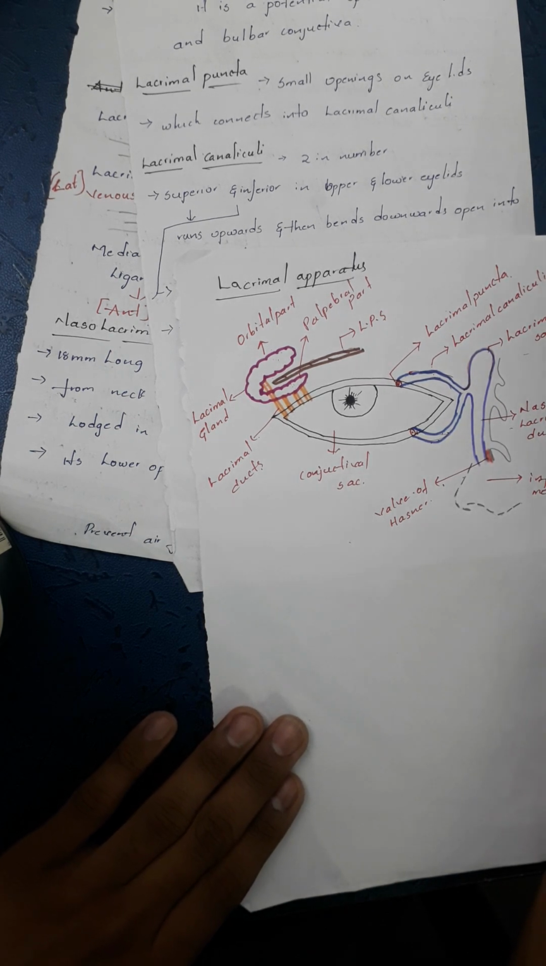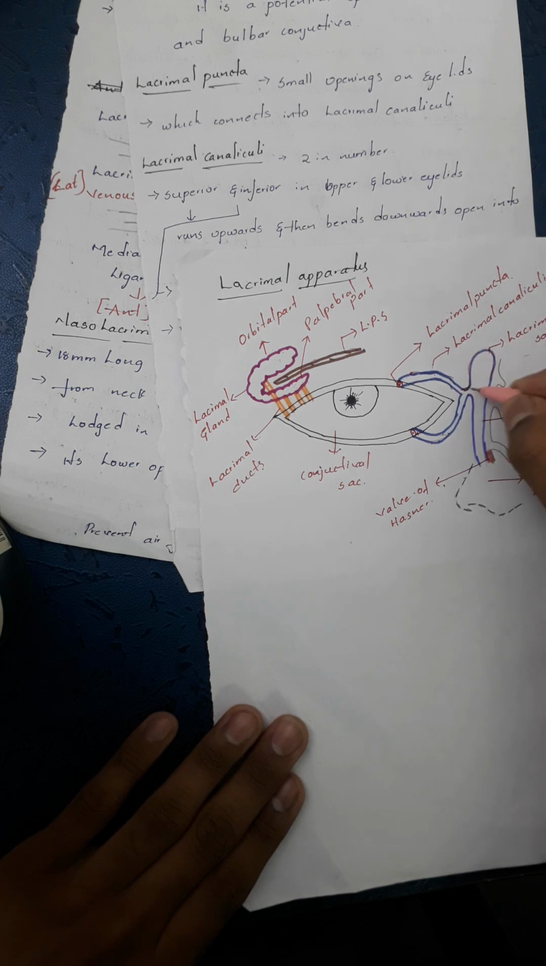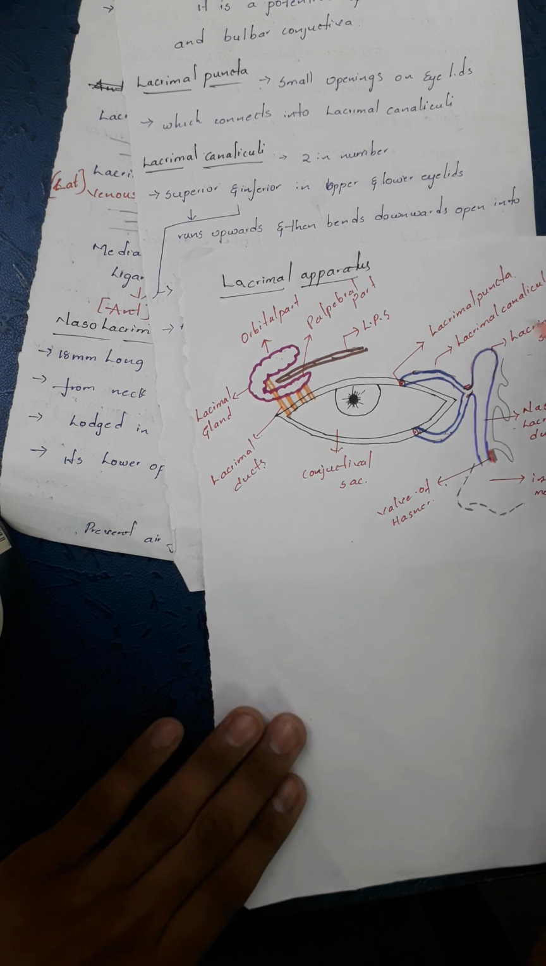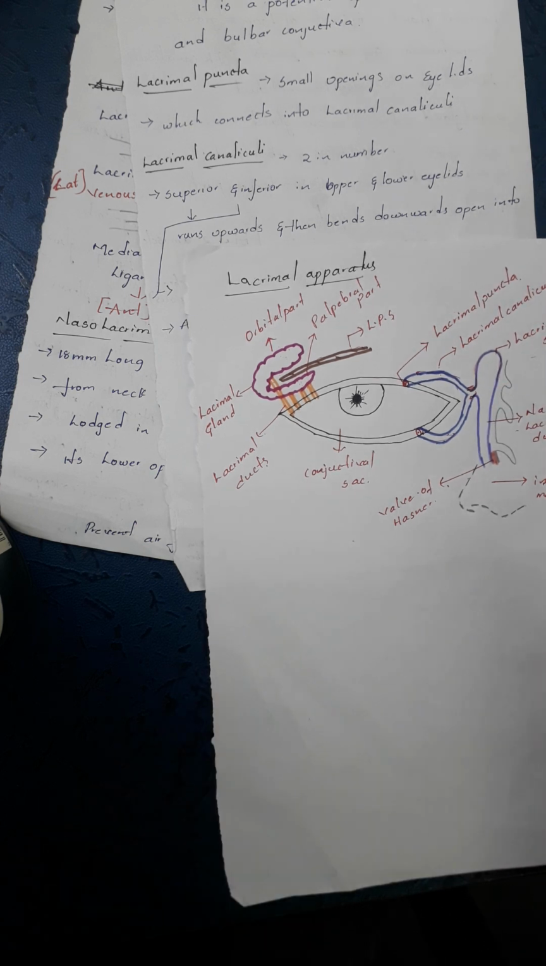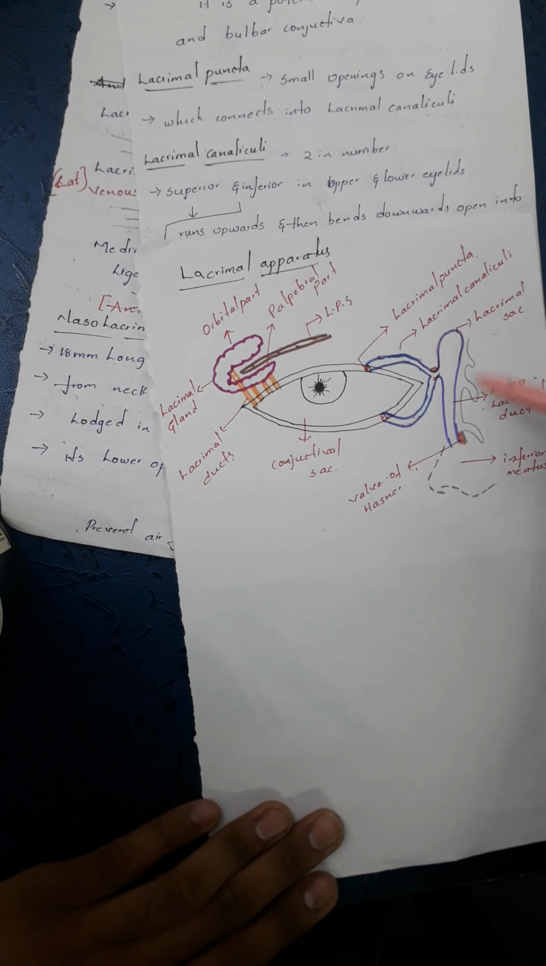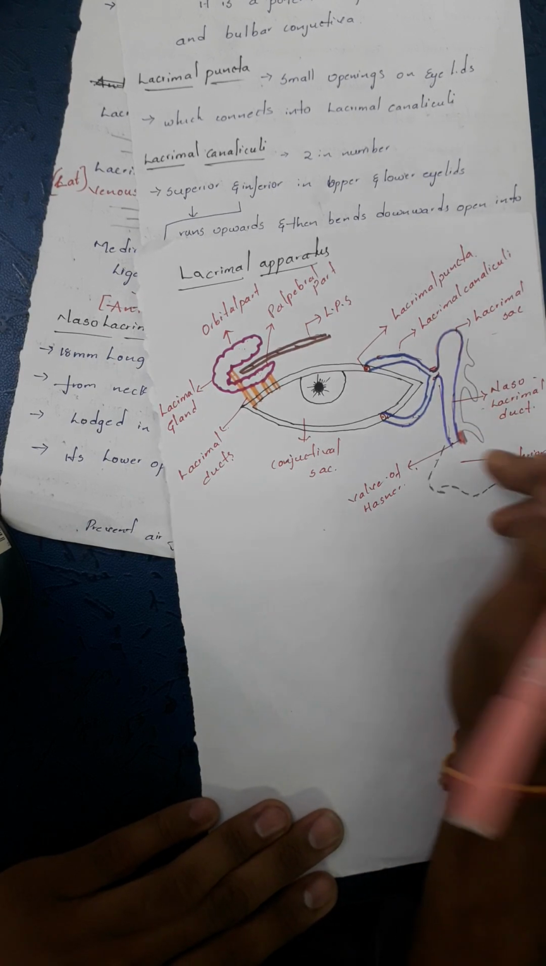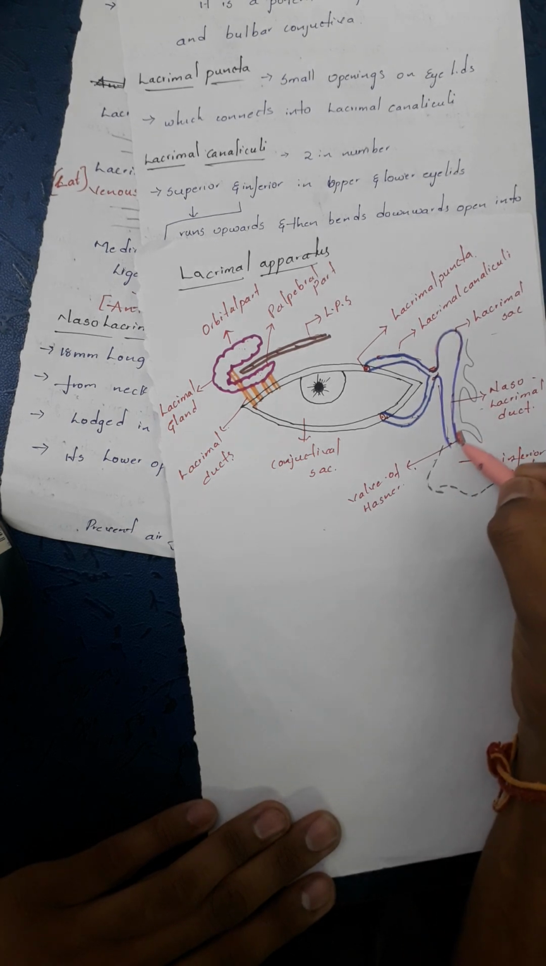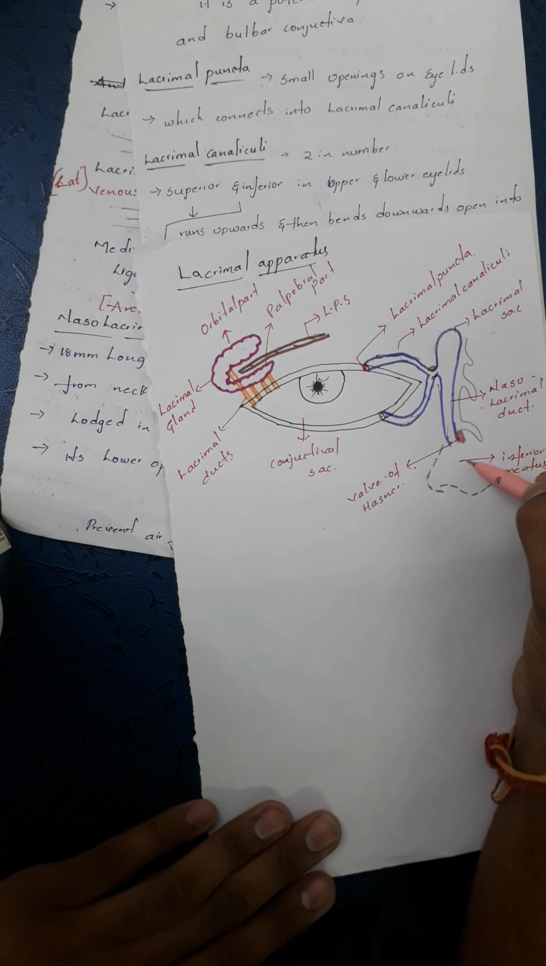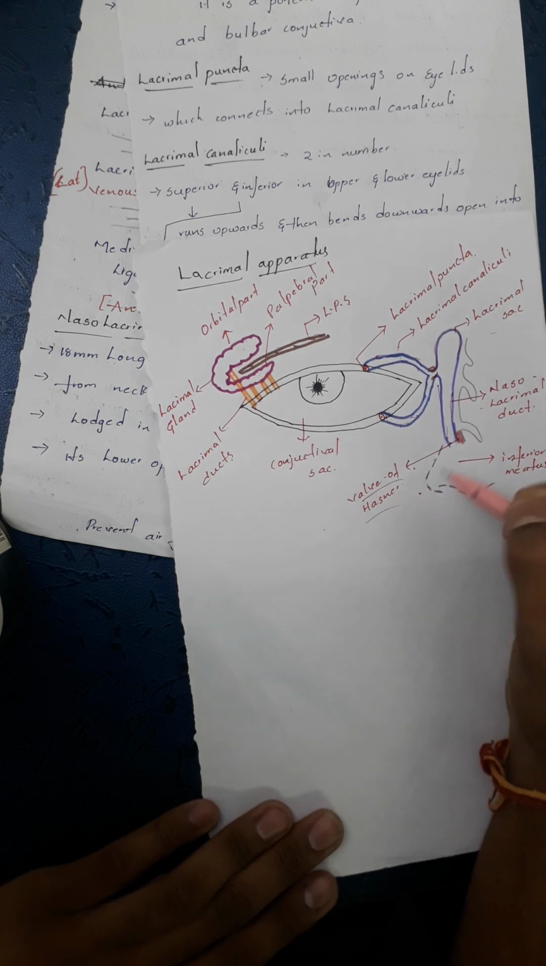If they open together into the lacrimal sac, a swelling will be present here. This is known as the ampulla. They open into the lacrimal sac actually. From that lacrimal sac we have the nasolacrimal duct, which opens into the nose, and we have a valve here which prevents the lacrimal fluid from passing into the nose. That's the valve of Hasner.